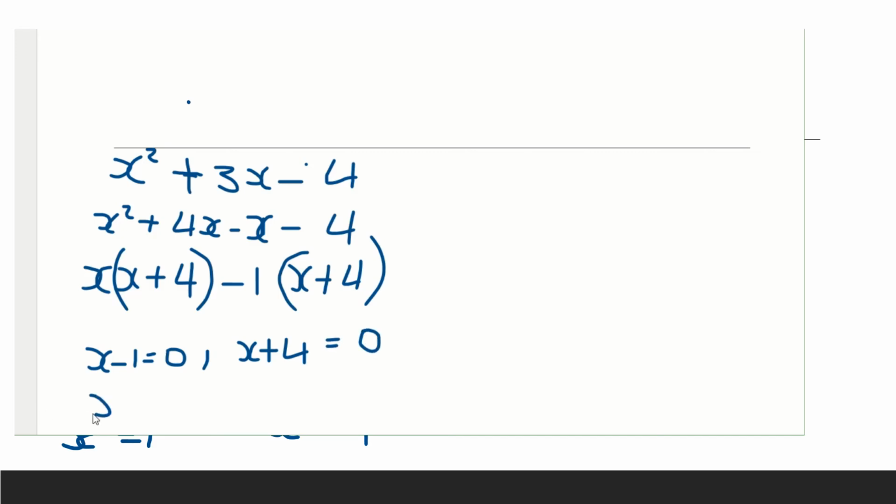So x is equal to positive 1, or x is equal to negative 4. And that's how we would work that question.